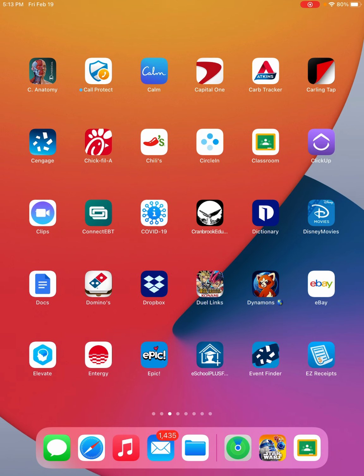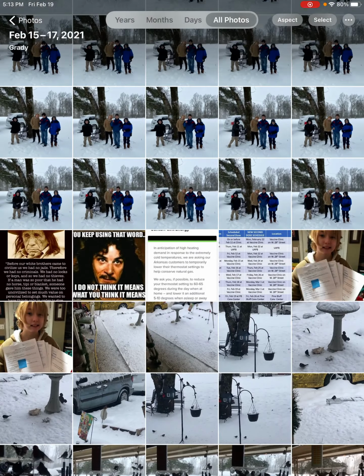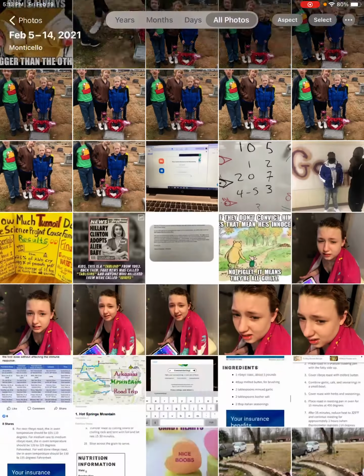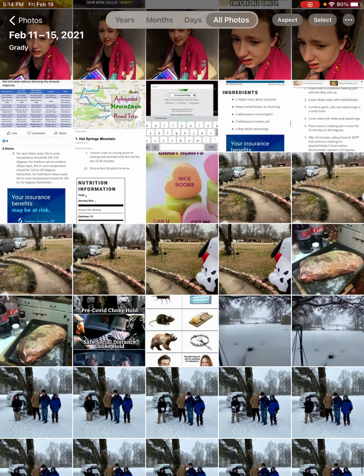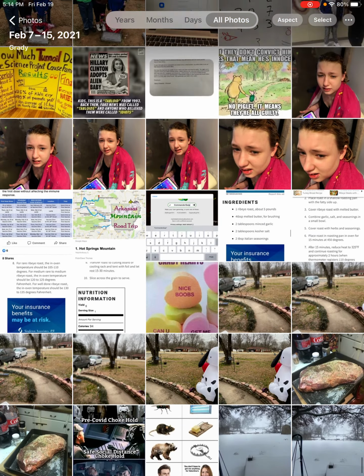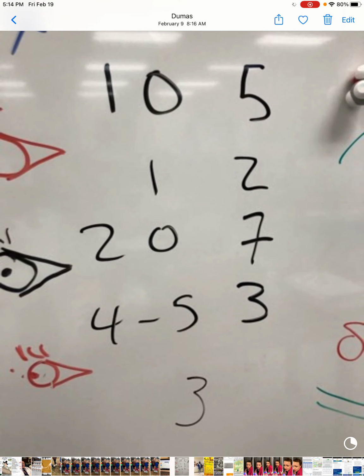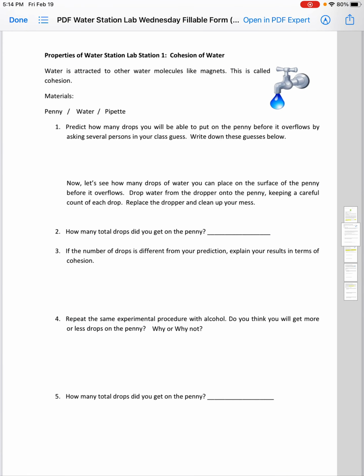And I will go to my photos here. If I scroll up past my snow photos and my photos of my kids and my granddaughter, there should be one here of the board, but I don't see that it's updated from my phone. Yes, here it is. So these are the guesses I had: 10, 5, 1, 2, 20, 7, 4, 5, 3, and 3. So if we go ahead and write those down, it says write these guesses below.